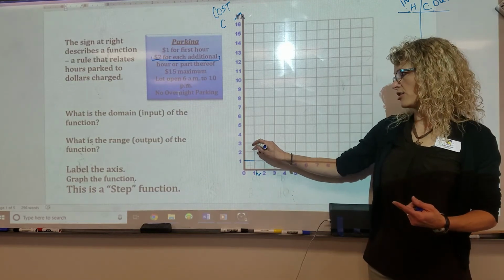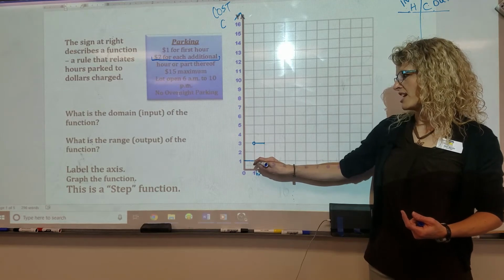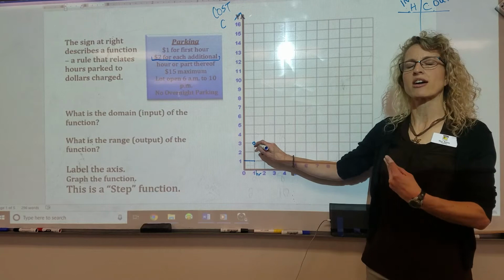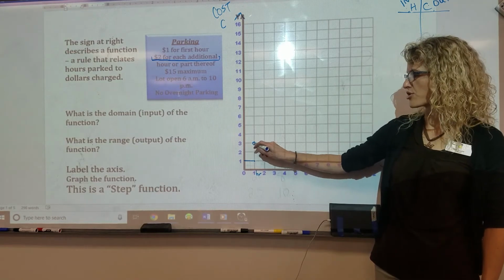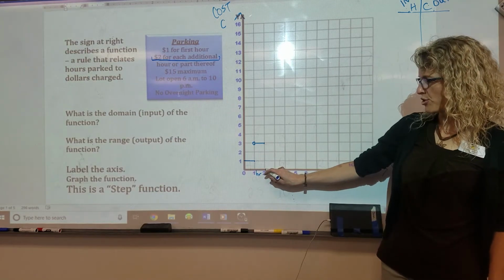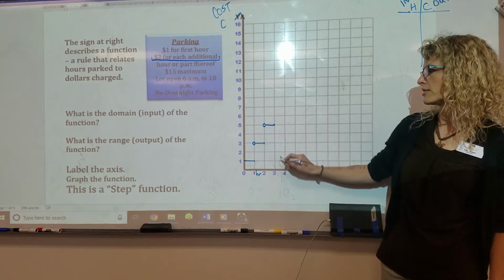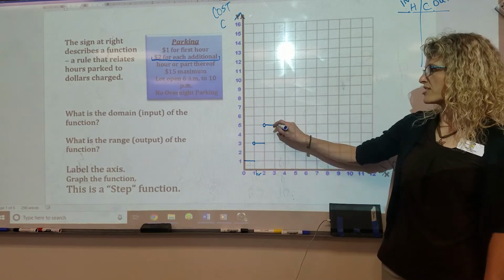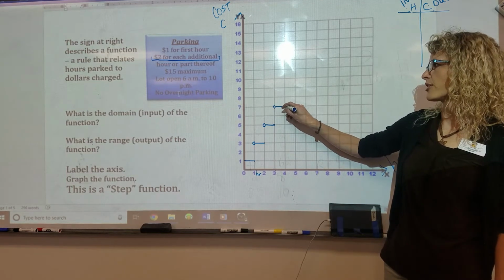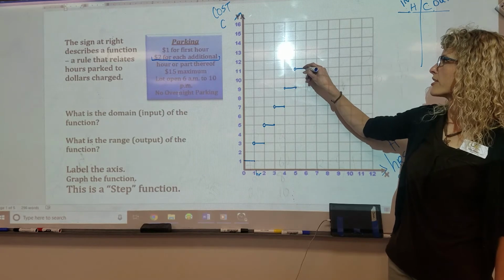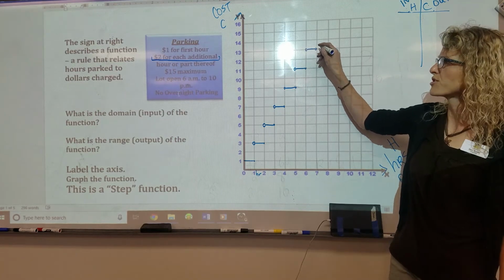Now, here I'm not going to have to pay the $3 if I'm still at 1. So the charge for $3 happens just after 1. That's why we use a hollow circle there. Same thing, from 2 to 3, it's going to jump up here to $5. Then I do another hour, it's going to jump up another $2, another $2, another $2, another $2.